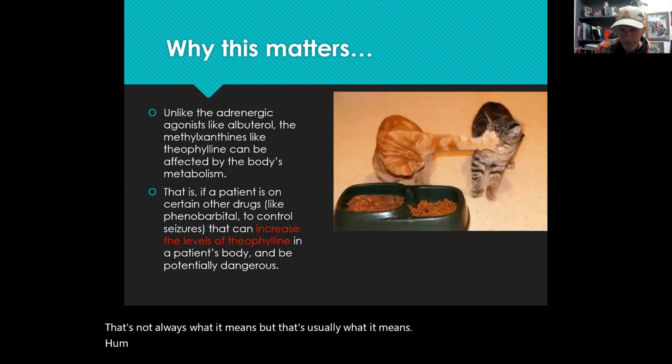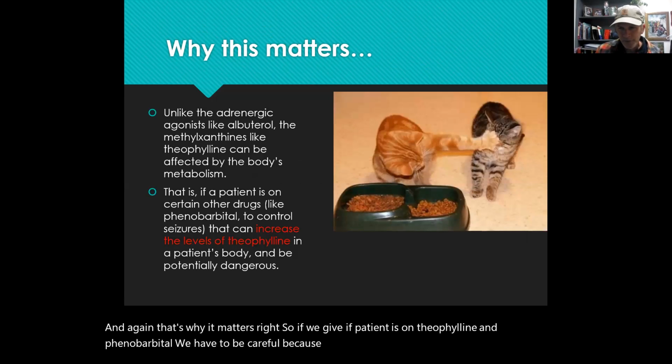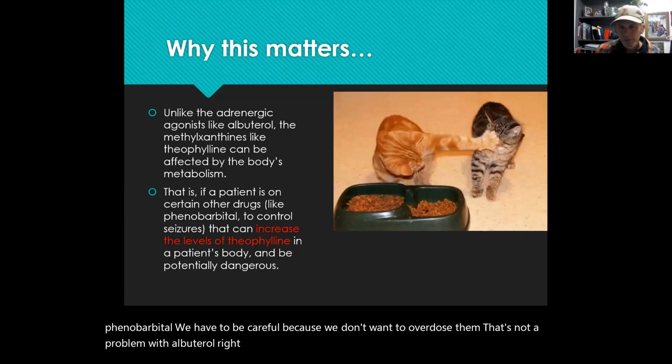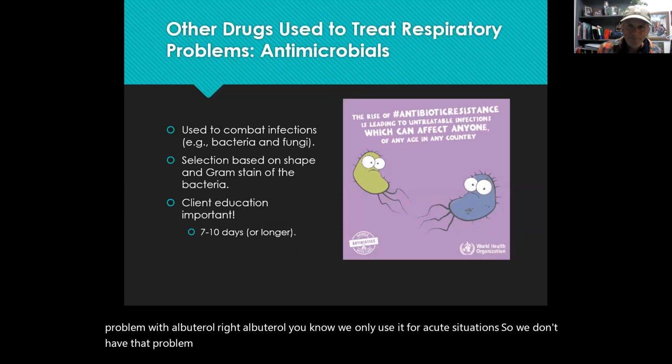And again, that's why it matters, right? So if a patient is on theophylline and phenobarbital, we have to be careful because we don't want to overdose them. That's not a problem with albuterol, right? Albuterol, we only use it for acute situations, so we don't have that problem with albuterol.